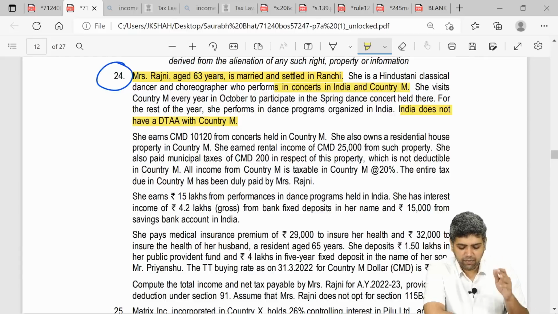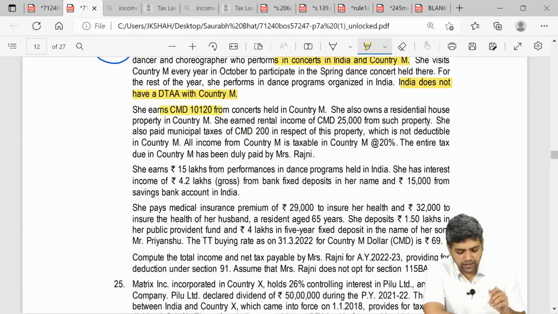She visits country M every year to participate in whatever. She has earned CMD 10,120 from concerts held in country M. She also owns a residential property in country M, from which she has earned a rental income of 25,000. She also paid municipal taxes of $200 in that country M dollars. CMD is country M dollars, which is not deductible in country M.